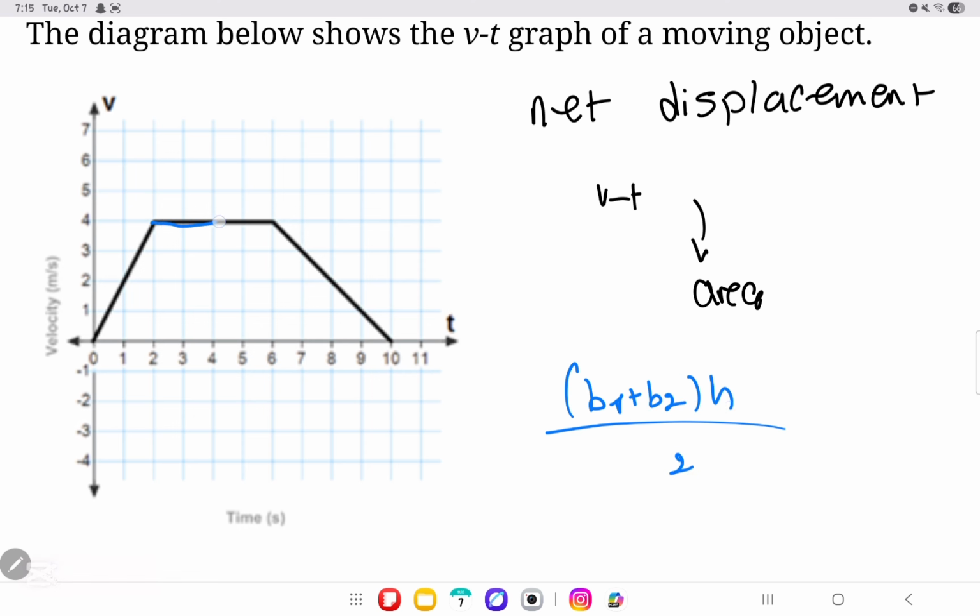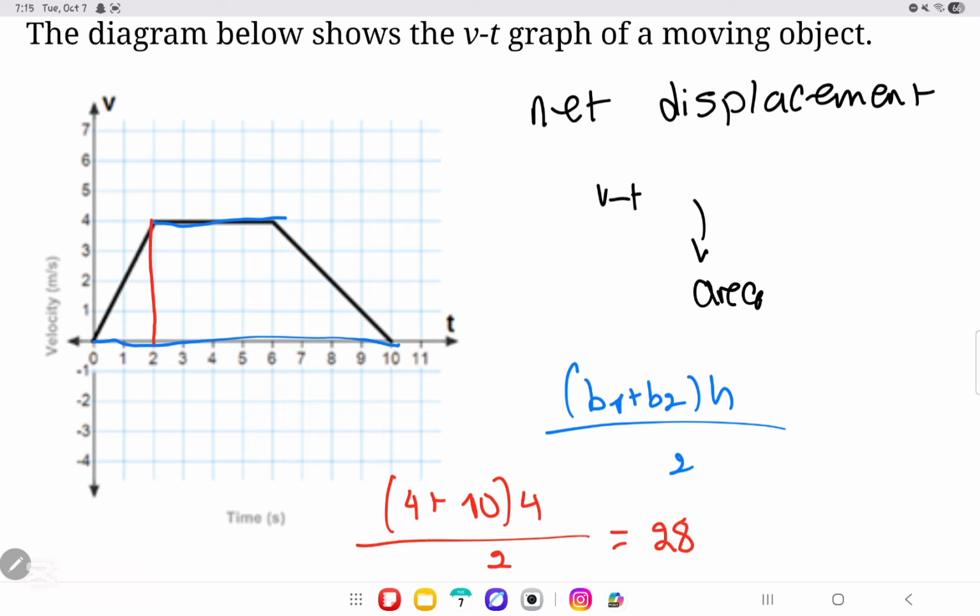So base 1 is this over here. Base 2 is this over here. The height in red is this over here, and then you just need to put it over 2. So base 1, which in this scenario is from 2 till 6, so that's 4, plus base 2, which is 10, multiplied by the height, which is 4, divided by 2. You put it on the calculator, and you're supposed to get 28 meters.